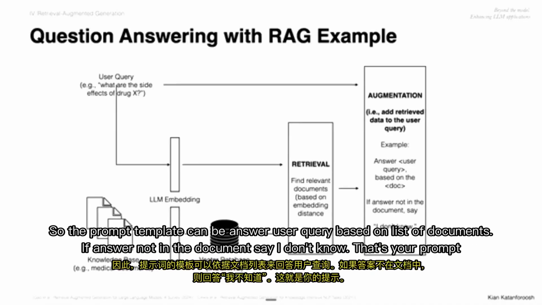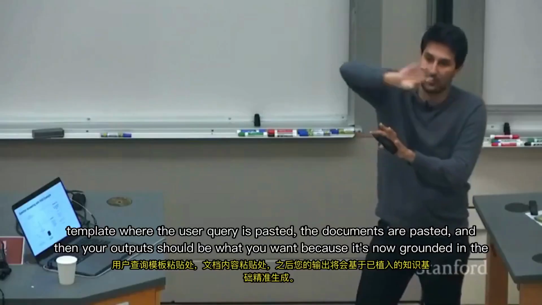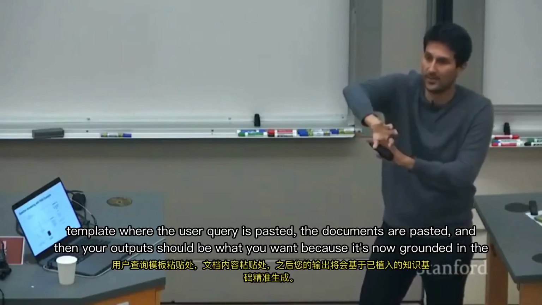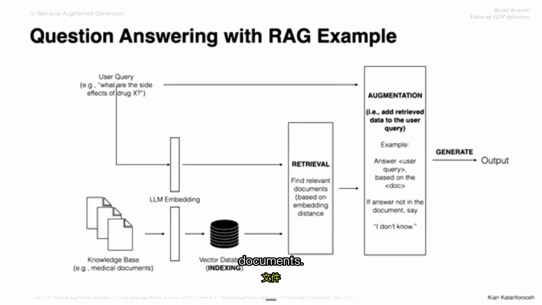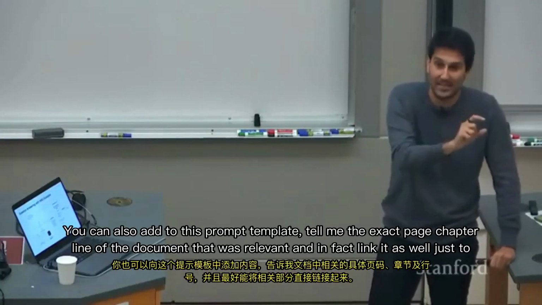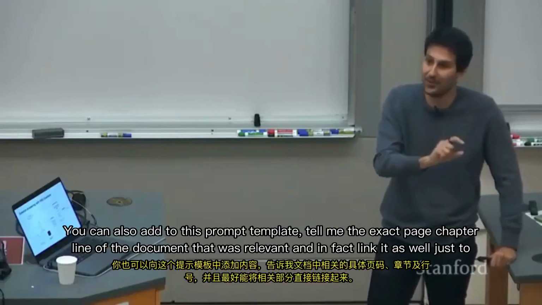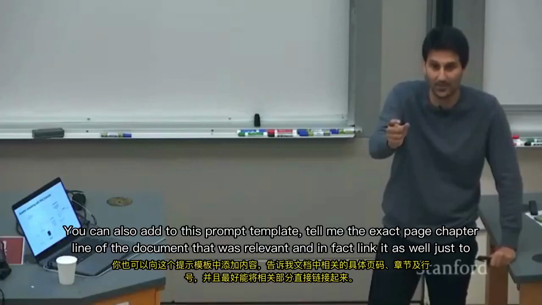So the prompt template can be: answer user query based on list of documents. If answer not in the document, say, I don't know. That's your prompt template, where the user query is pasted, the documents are pasted, and then your outputs should be what you want because it's now grounded in the document. You can also add to this prompt template, tell me the exact page, chapter, line of the document that was relevant, and in fact link it as well, just to be more precise.